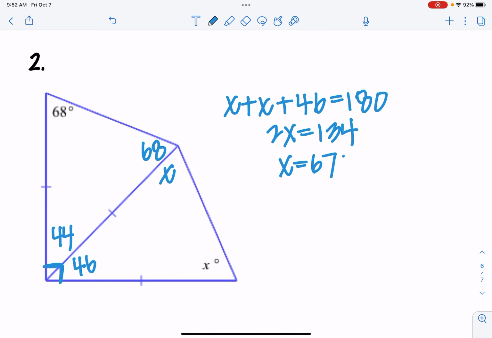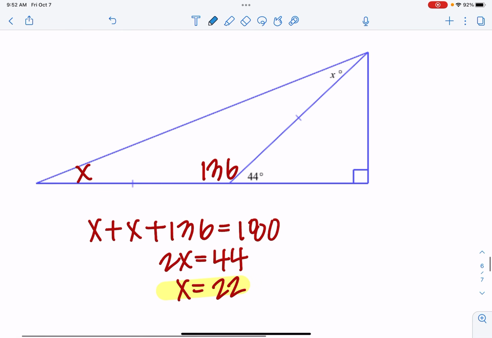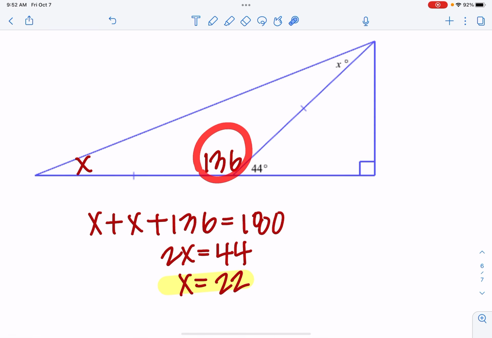So pause here and try the last one all by yourself. All right, you should get 22 in order to satisfy this isosceles triangle. So the only thing I had to do here was just find that this is 136 because 180 minus 44 is 136, and that gave me enough information to set up my equation.